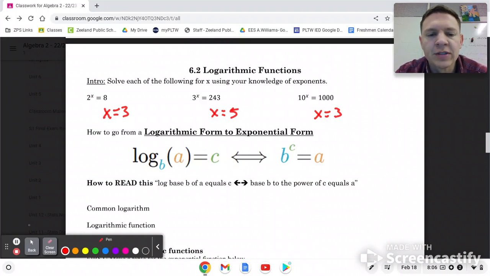And it's important that you can say that correctly. Log base B of A equals C. I would practice that out loud right now. Log base B of A equals C. Log base 2 of 8 equals 3, for example. Log base 3 of 243 equals 5. Okay? It's important to practice being able to say those.